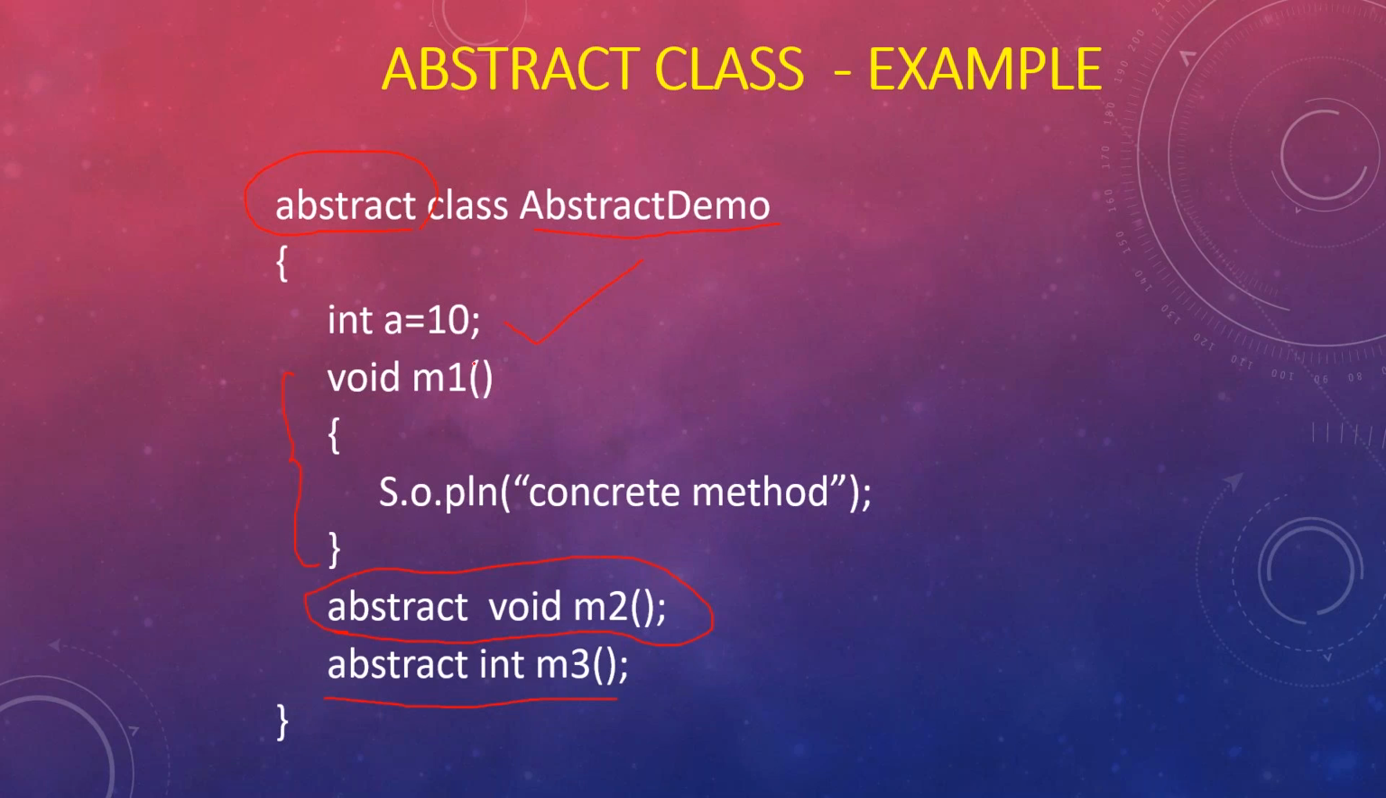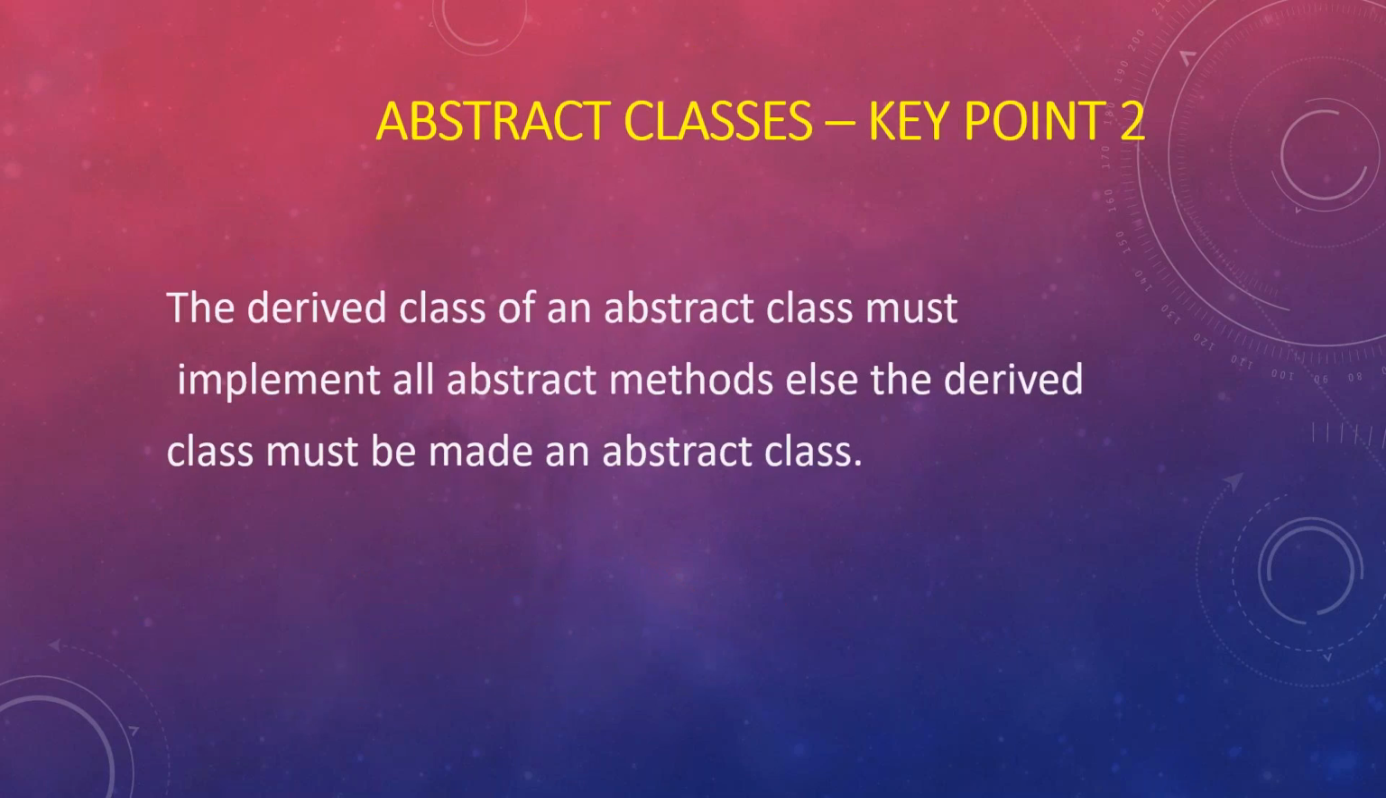That is nothing but the inheritance concept. A class which extends this class. Other classes can extend these abstract classes. Okay, if a class extends these abstract classes, that class has to compulsorily give the implementation for the abstract methods present in this class. That is key point 2. Key point 2 is the derived class of an abstract class must implement all abstract methods, else the derived class must be made an abstract class.